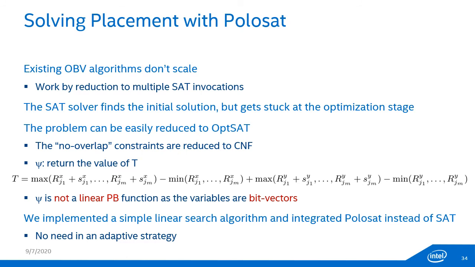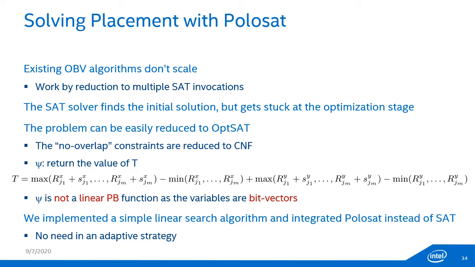In order to solve the placement problem, one can apply an existing off-the-shelf OBV solver. The best solvers work by reduction to multiple SAT invocations. So the best algorithm is Anytime. But unfortunately, although the SAT solver finds the initial solution rather quickly, at least in the vast majority of the cases, it gets stuck at the optimization stage. So existing OBV algorithms do not scale to placement.